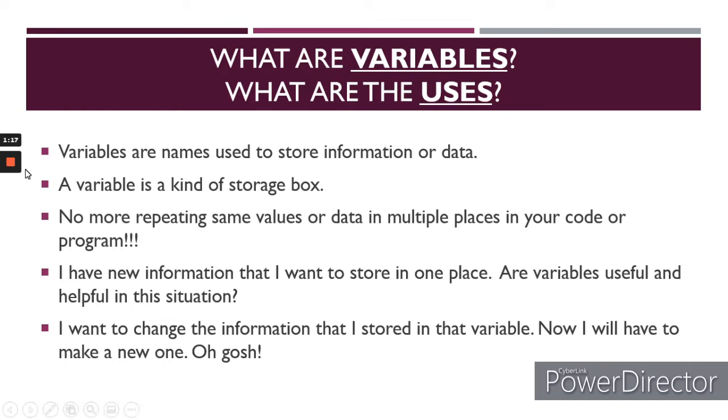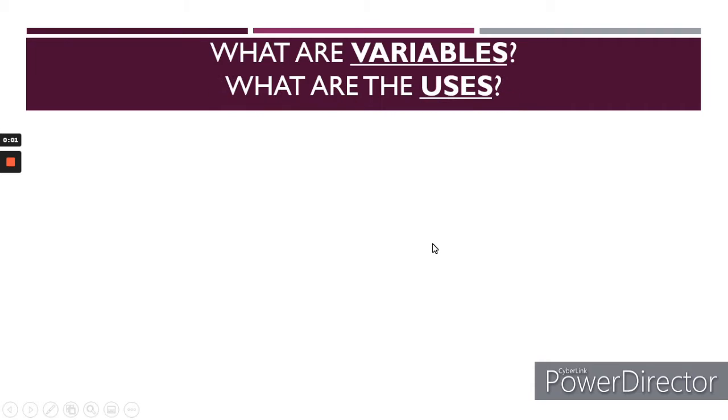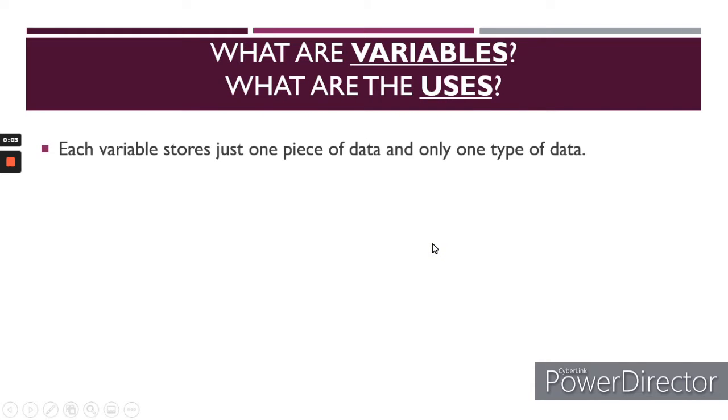And this is just as you store things in boxes in real life. So you store things in variables when working with applications. Another fact is that each variable stores just one piece of data and only one type of data, because computers are actually pretty tidy when it comes to variables.